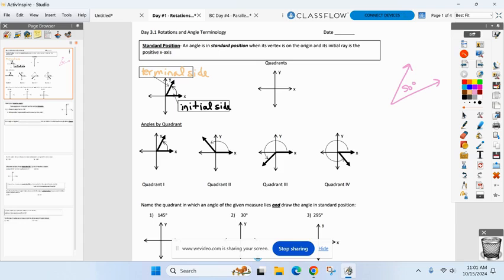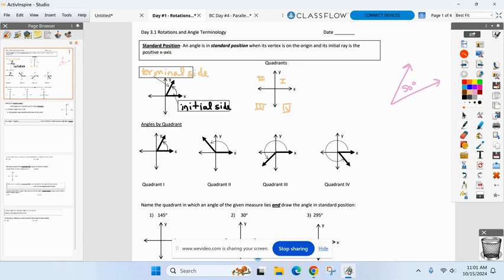You guys know your quadrants or no? 1, 2, 3, 4. Where does one start? Top right. Yep. And then how does it go? Counterclockwise: top left, bottom left, bottom right. 2, 3, and 4.